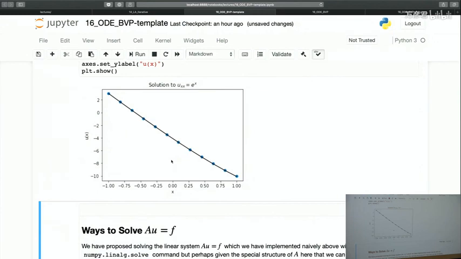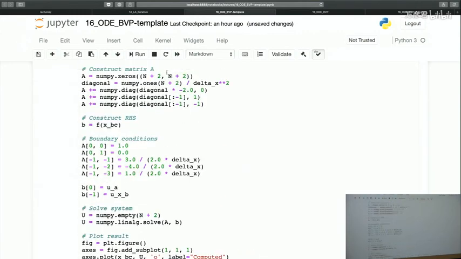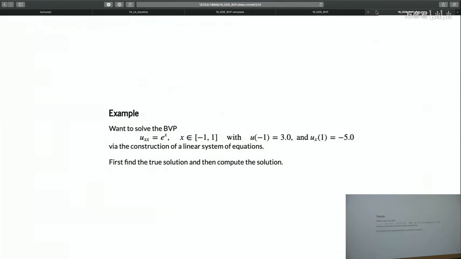Now we can see it works, perhaps unsurprisingly. So the key is basically it's the same exact matrix, and we're just modifying the first and last rows so that it represents our boundary conditions. Okay. Any questions on that? I'm going to finish up.